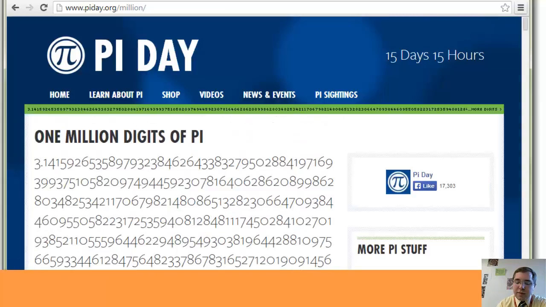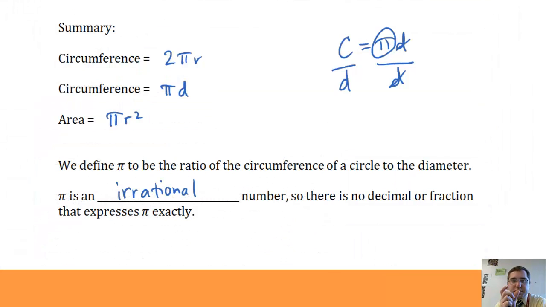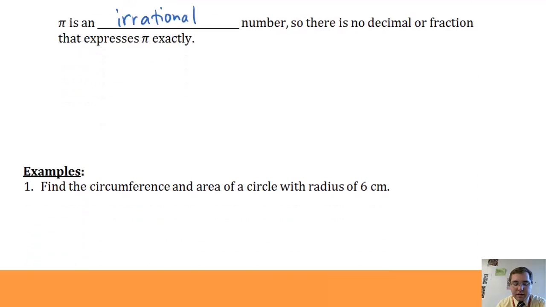The way they come up with that approximation, or one way to do it, is to do what we were doing before and take inscribed polygons and find the areas of those. They find the areas of those using some trigonometry. And then they just keep increasing the number of sides on the polygon to get a better and better approximation.